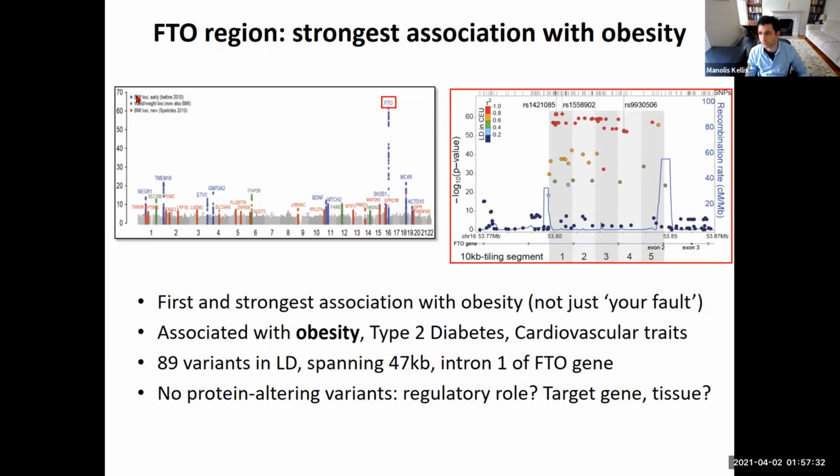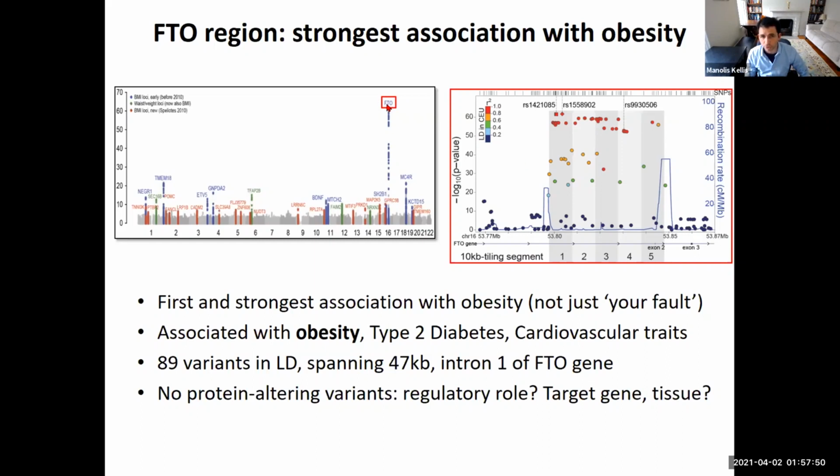Body mass index is a measure of obesity. And back in 2007, this locus here, which was promptly renamed Fat and Obesity Associated, FTO, was in fact found to be the strongest genetic association with obesity. So people basically said, okay, there's something important here.